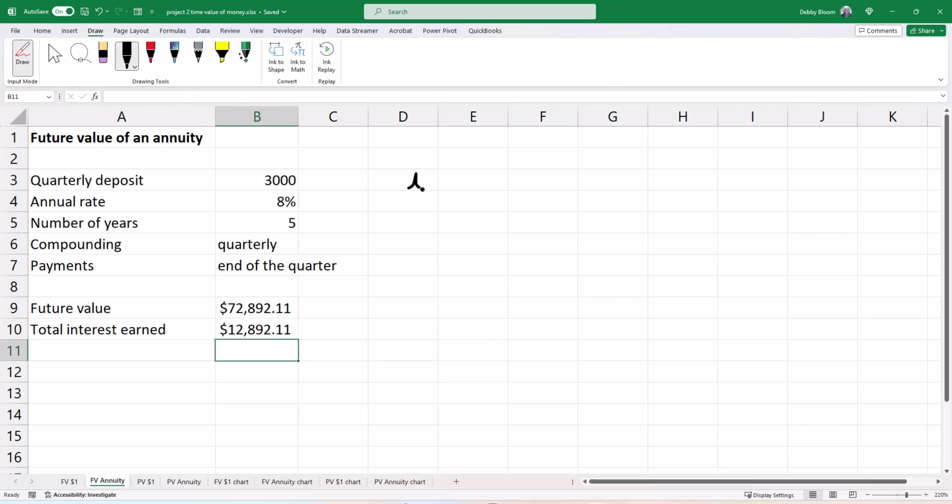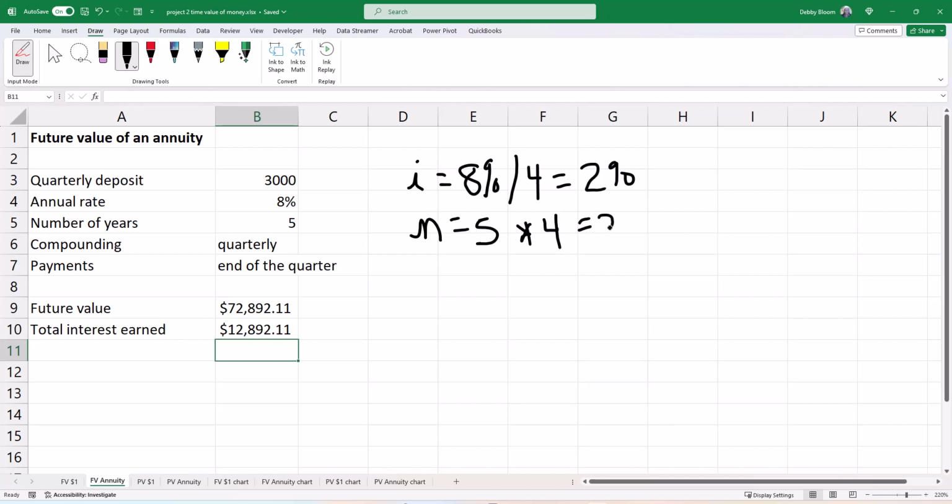Now, once again, if we wanted to use the interest charts to solve the problem, we'd have to calculate our I. In this case, our I is 8%, but we have to divide by 4 because of the quarterly. So we're going to use an I of 2%. Our N, 5 years multiplied by 4 payments per year, gives us 20. So we're going to use an I of 2% and an N of 20. So we're going to go to the future value of an annuity chart and look for the factor at the intersection of the 2% column and the 20 period row.